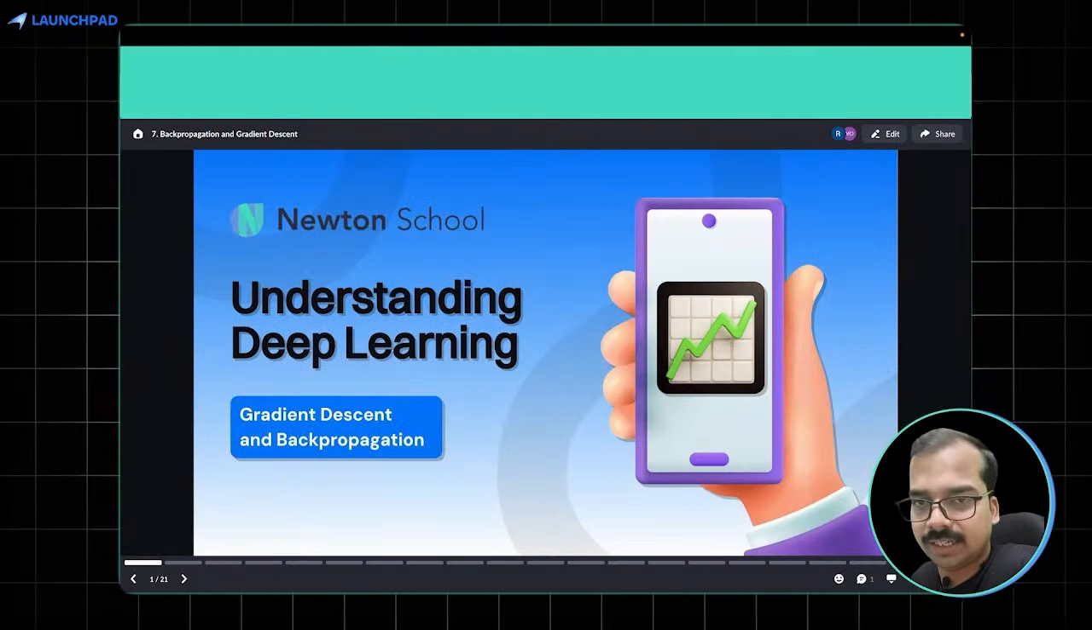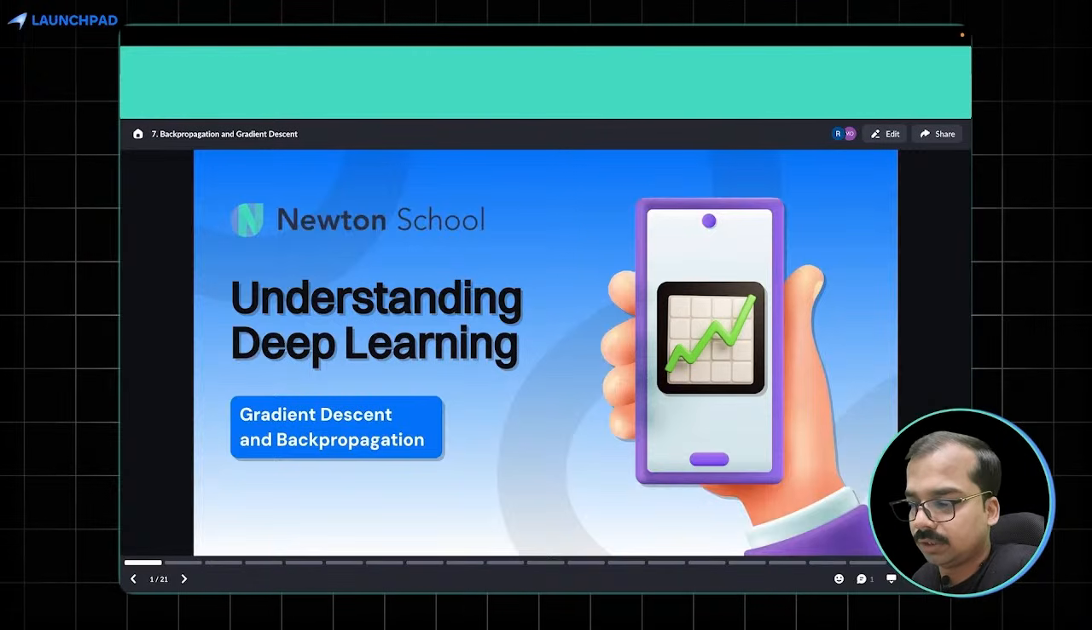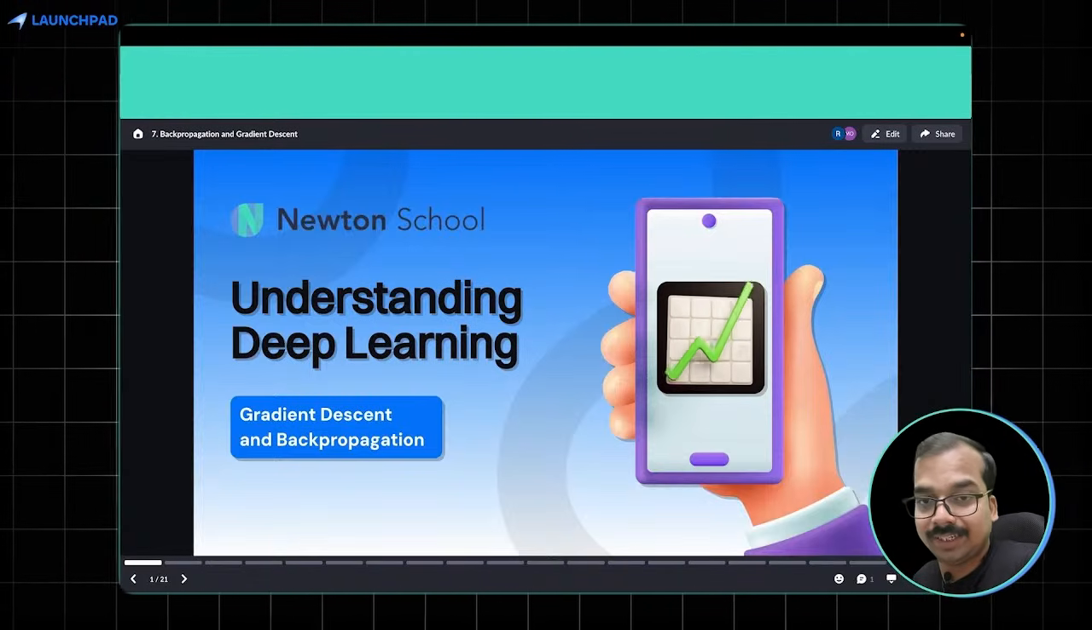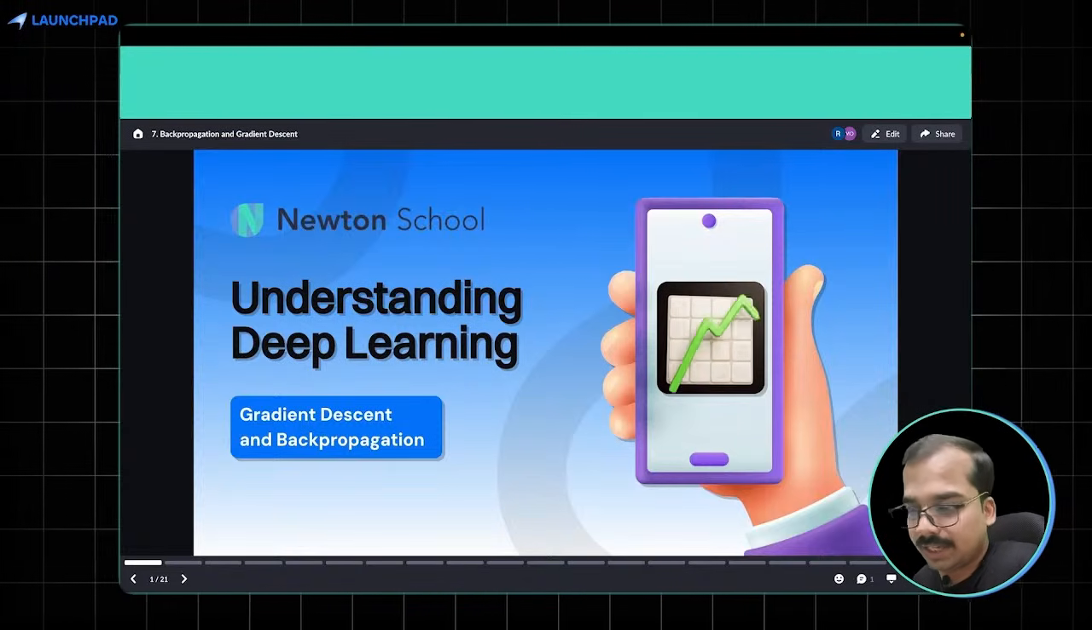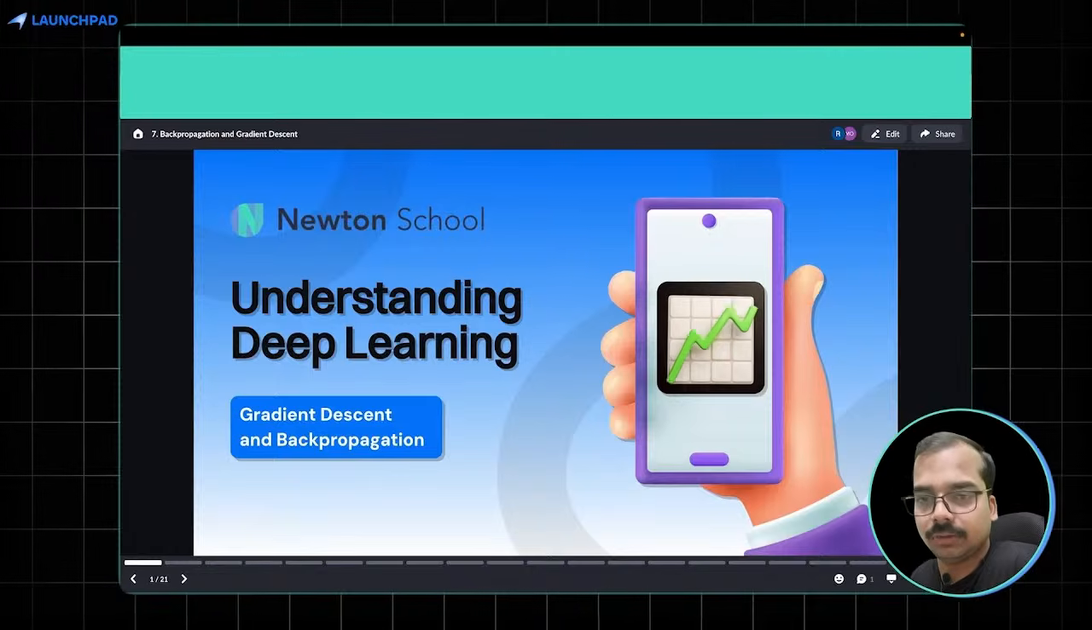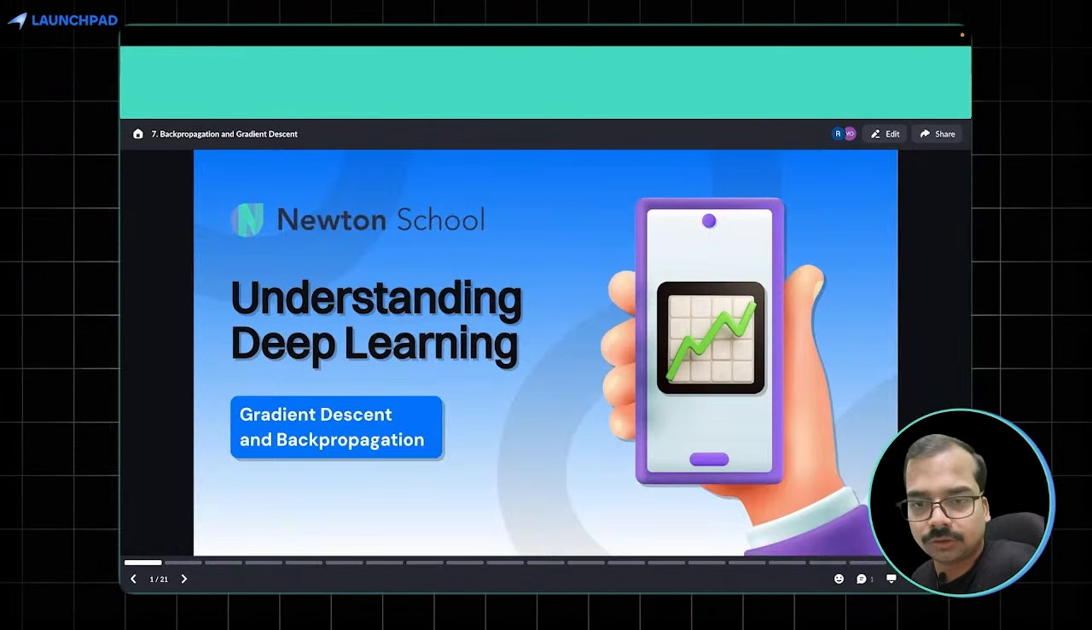Gradient descent and backpropagation. So we have seen gradient descent, but how does the gradient descent apply to each and every weight and bias is what we are going to look into today. Here, this is where actual learning of the neural network starts. So let us get started.